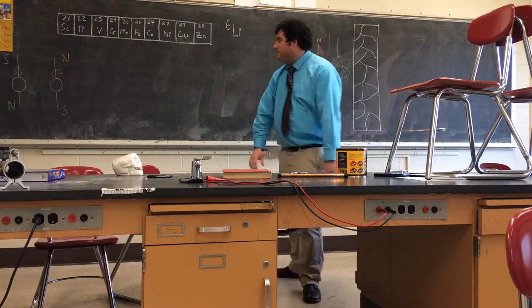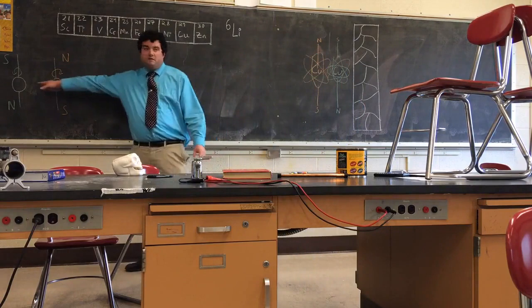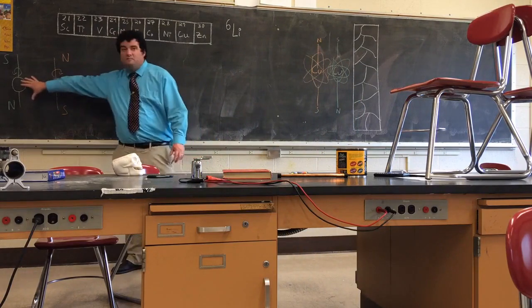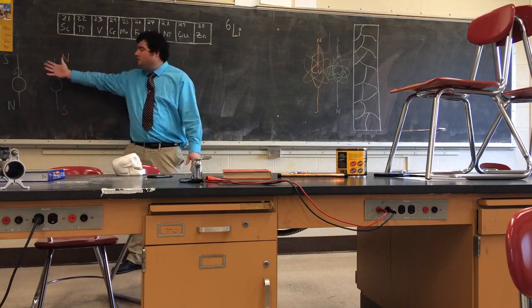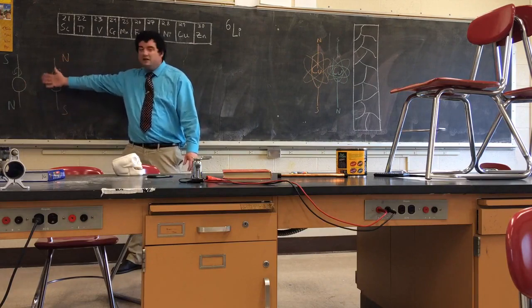So if you happen to have two electrons that are close together, and they're spinning in the opposite direction, in other words, their poles are pointing different ways, we expect their magnetism to not contribute that much.